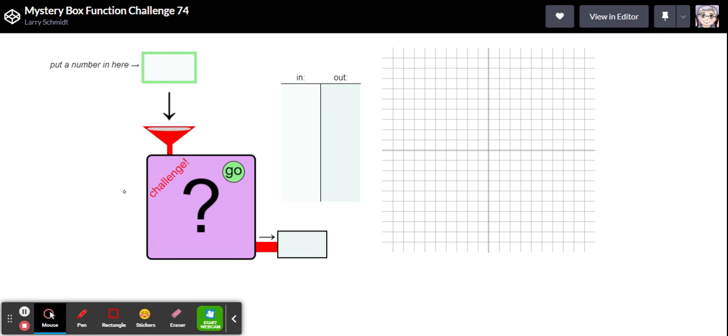Hello everybody and welcome to another mystery box function challenge. In this purple mystery box is some mystery math and your challenge is to figure out what that is.